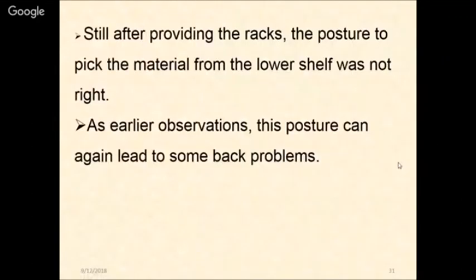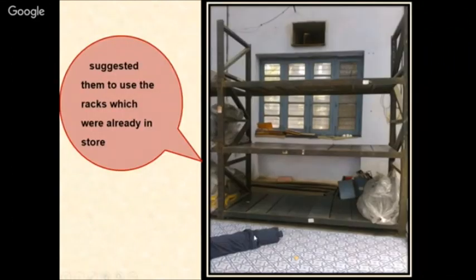So they agreed to that, but we found that still after providing the racks, the posture to pick up the material from the lower shelf was not right. As an early observation, this posture can again lead to some back problems. Because even in this case, if these clothes are placed on the lower rack, the person who will be picking up this material from this rack will again be bending his back to a great extent, and that again will result in musculoskeletal disease. So we suggested some changes in this.